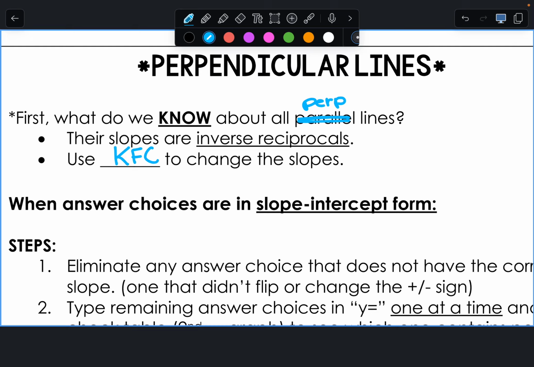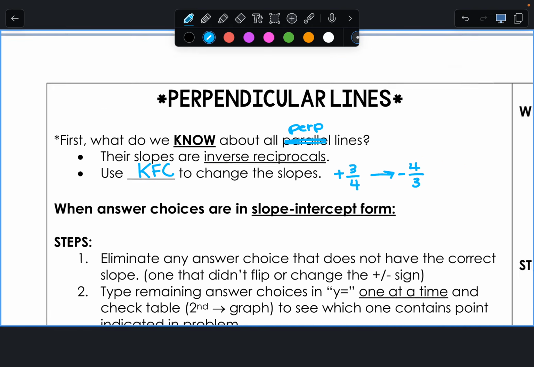KFC. Keep, flip, change. Meaning, if the slope is positive 3 over 4, we keep the numbers, we flip them. 3 over 4 becomes 4 over 3. Then you change the sign. A positive becomes a negative. Okay?